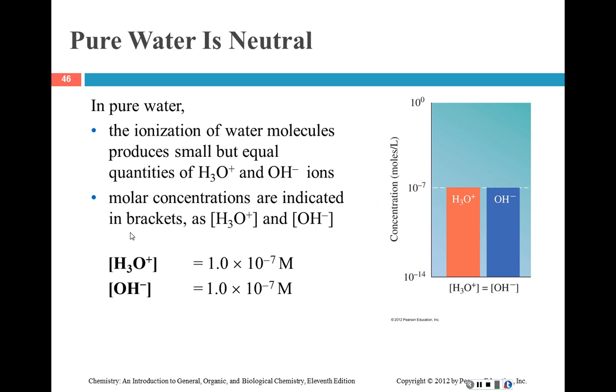We've already said that they could act as either one, but when they interact with each other, that's exactly what they do. In pure water, the ionization of the water molecules produces equal amounts of hydronium ion and hydroxide ion. The molar concentrations are in brackets. So when you see this, that means the molar concentration of the hydronium ion or the molar concentration of the hydroxide ion is equal to whatever. In pure water, they dissociate so that you have 1 times 10 to the minus 7 molar hydronium and 1 times 10 to the minus 7 molar hydroxide.